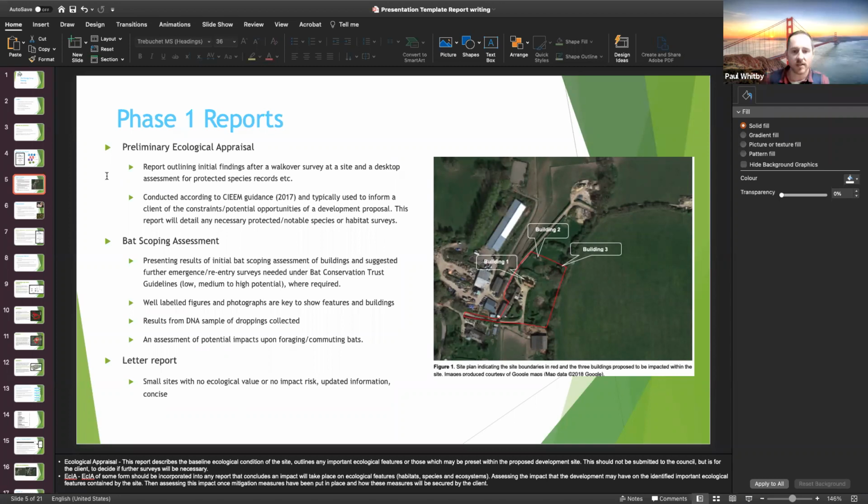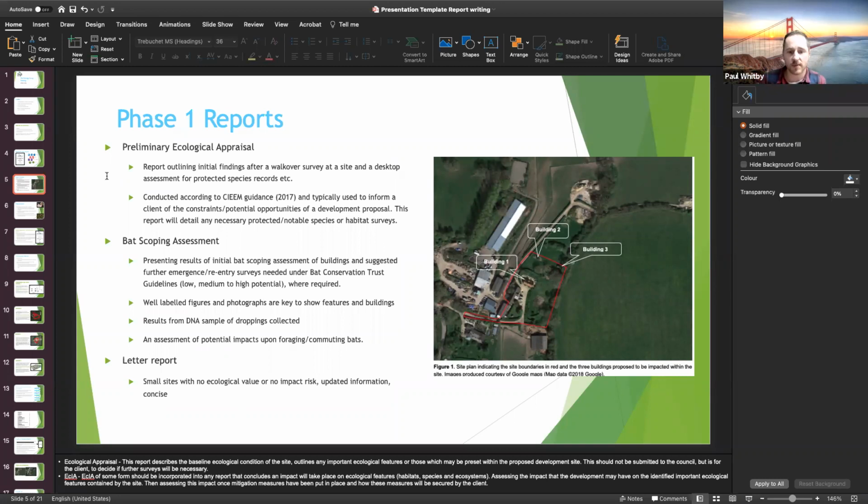But they're conducted according to, like I said, the 2017 guidelines, and they're typically used to inform your client of the potential for a development proposal to have certain protected species constraints, identify habitat impacts, etc. They are primarily to inform your client and not typically used to be provided to a planning authority.